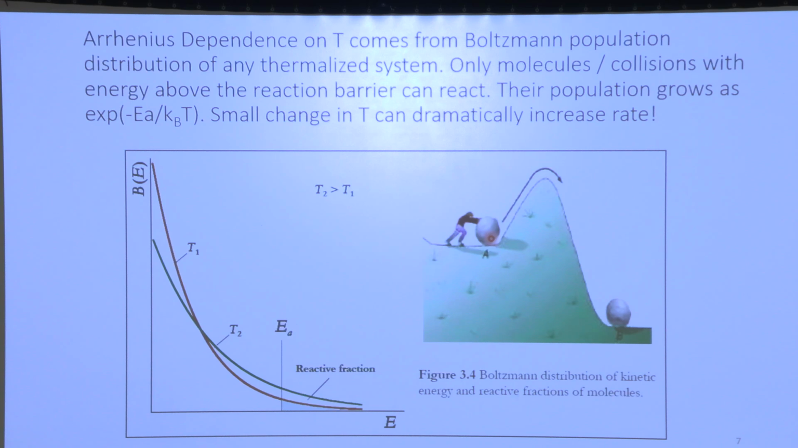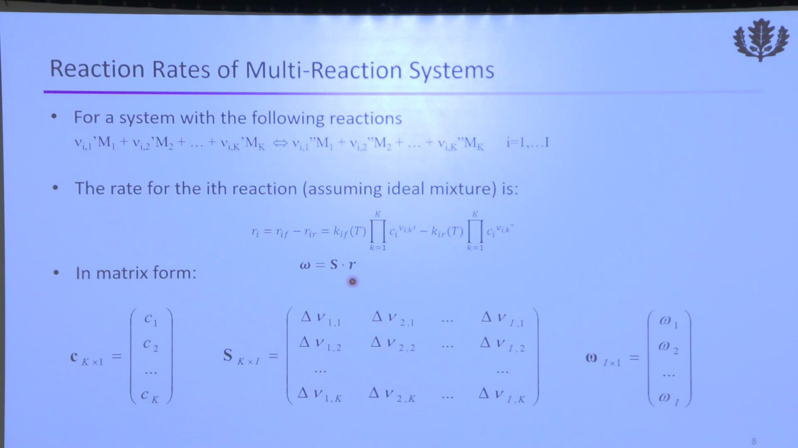In a thermal system, you don't have to push them. The thermal fluctuations are just making the boulders wobble around, the atoms wobble around, and sometimes they get so much thermal energy that they actually get over the hill. If you increase the temperature, the Boltzmann factor is a different shape, and it has more molecules that have energies above the activation energy, and so you get a higher rate. Here's the math to write it out: the equation as a matrix of stoichiometric coefficients times the rates.